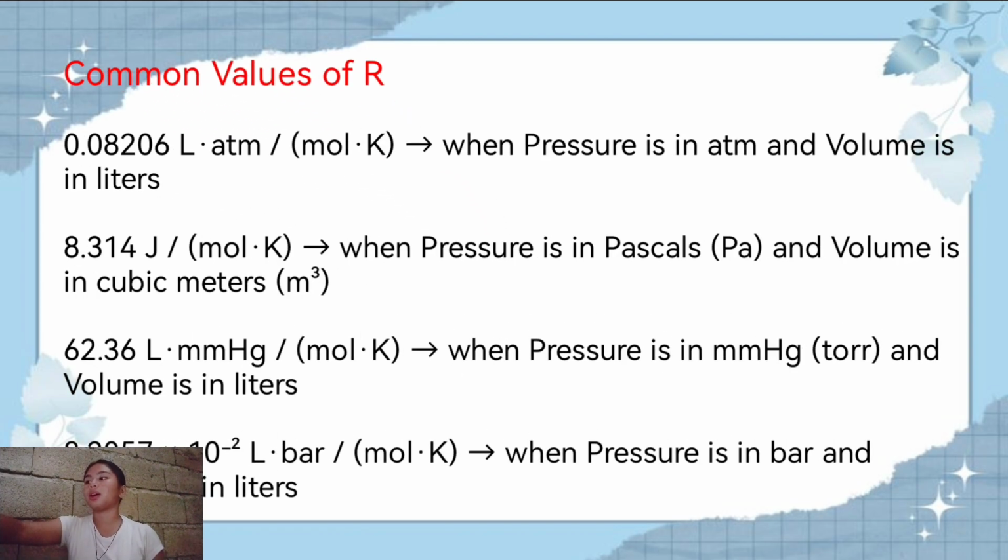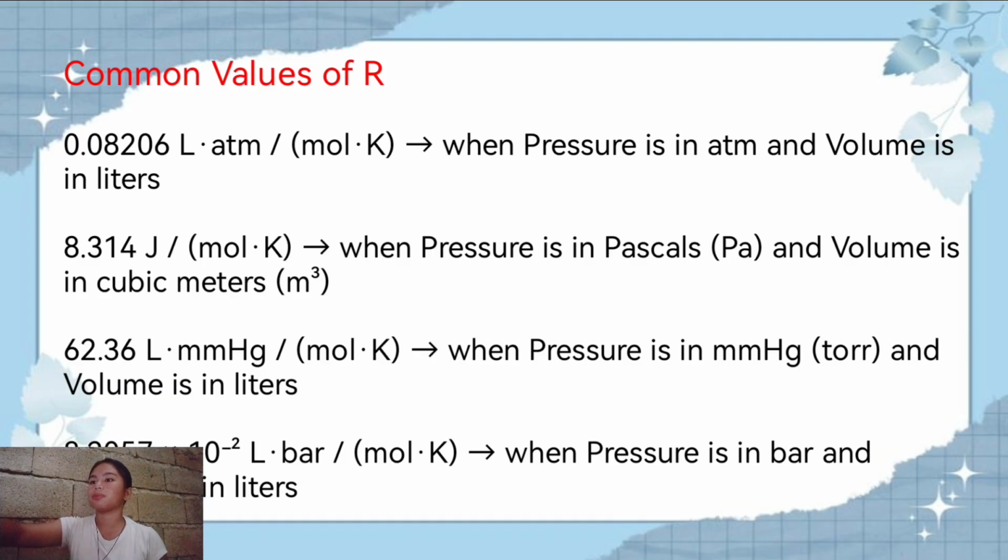So, now, before solving, we must choose the correct value of the gas constant, the R. What is the value of R? So, unsa ang value sa R? The value of R nagdepende sa unit nga gigamit sa pressure and volume. The common values of R: if ang pressure is in atm and the volume is in liters, 0.08206 liters ang dapat gamiton.